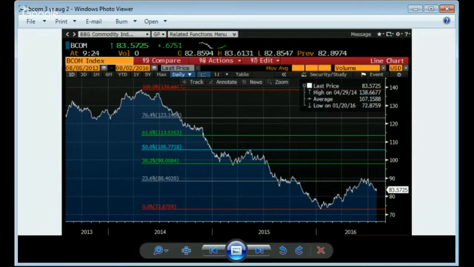Let's look at this again and then draw some conclusions about what we are seeing here. That's not the one. That's just WTI. Okay, that's the one.